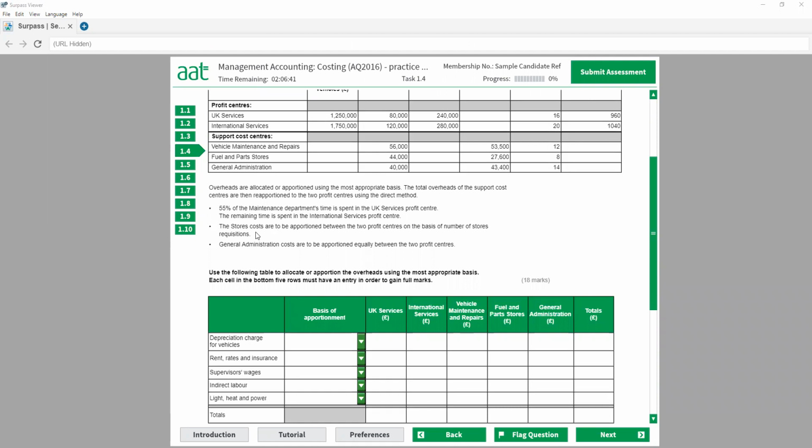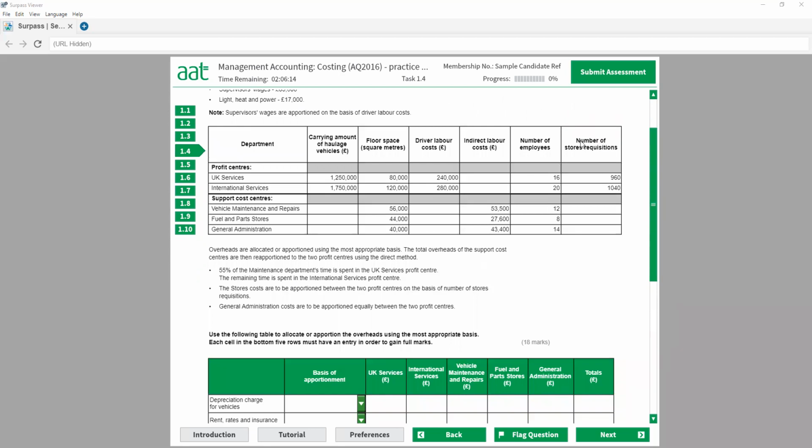It says 55% of the maintenance department time is spent in the UK service profit center, and the remaining in the international. So you have 2 profit centers. One is UK service and another one is international. So 55% for the UK. That means 45% will be for the international. The store costs are to be apportioned between the 2 profit centers on the basis of number of store requisitions. So you need to find how many store requisitions there are. You have to add these 2 and multiply to find out how much it is. So you'll do that.